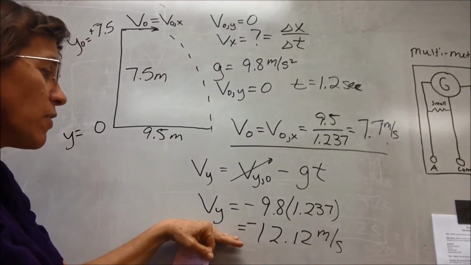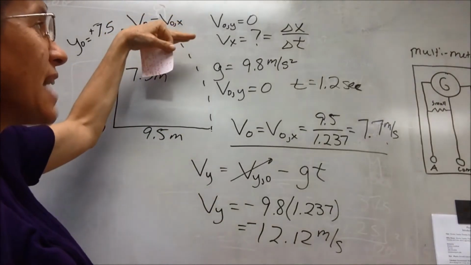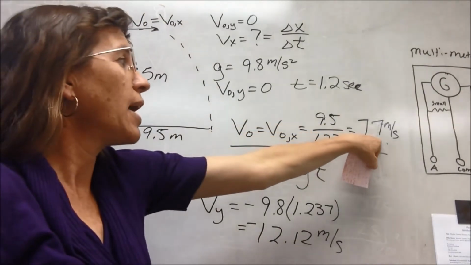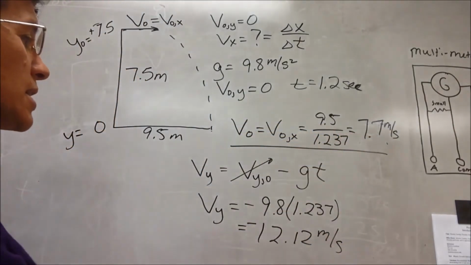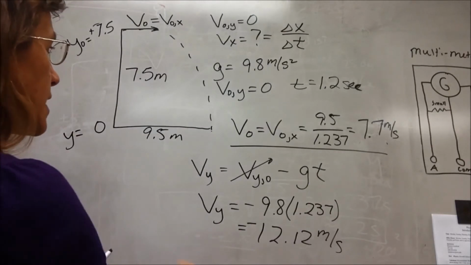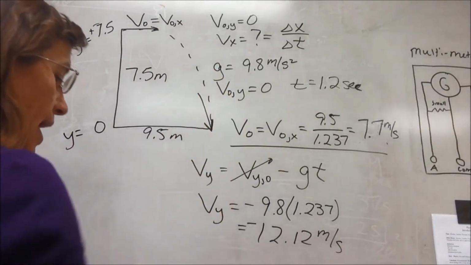So we have the final velocity in the y. We know that the final velocity in the x is exactly the same as the initial velocity in the x because we do not have any acceleration taking place in the x. So now we can calculate what the final velocity is as this thing hits the ground. So it's going to hit pretty much kind of like that at an angle.